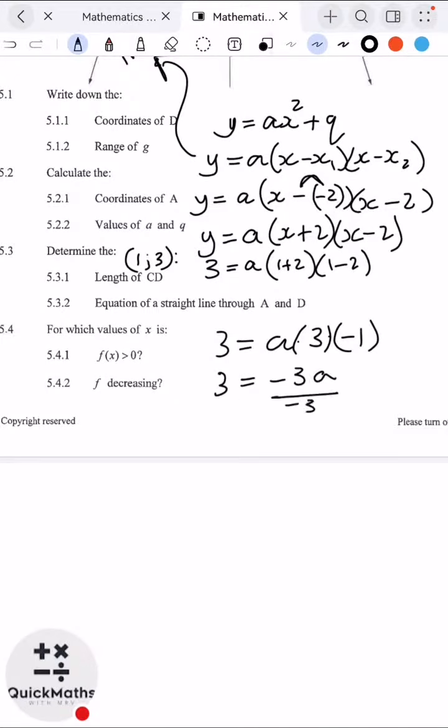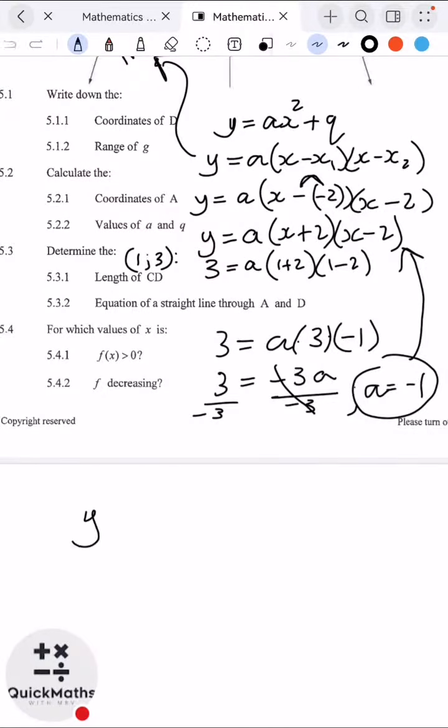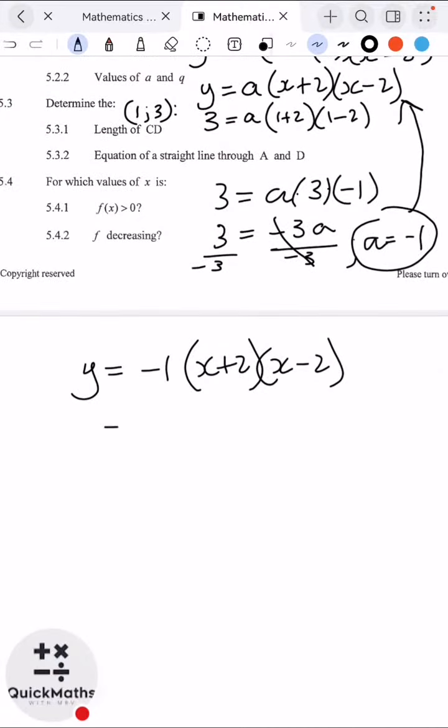Divide both sides by my minus 3. So a is equal to minus 1. I'm going to take that minus 1 and go back there. Okay, so then I'm going to say y is equal to minus 1, open bracket, x plus 2, x minus 2. Now we'll multiply all of this out. Okay, so I'm going to say x times x, that minus 1, leave it over there.